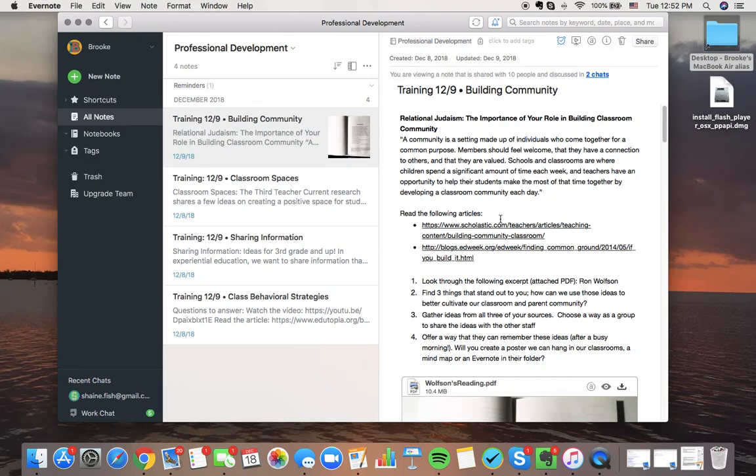Each group of teachers got one of these areas. They took them back, and then they were able to put together their information and choose how they were going to share it with the rest of the staff.